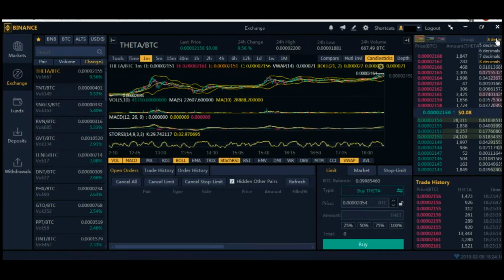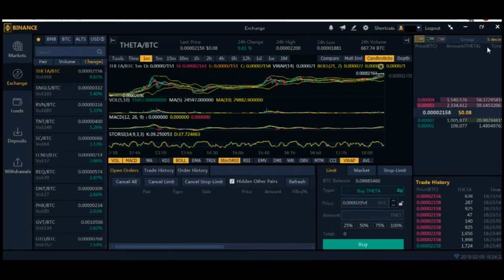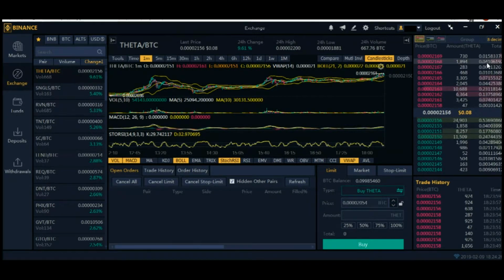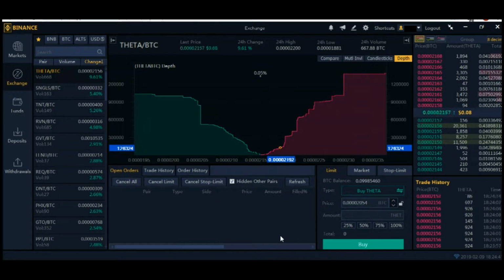Now up here you can change the number of decimals that it is showing you. And the fewer that it shows, the fewer you will see. I usually just leave that at 8. Okay, so now we're going to look at this section right here. I'm going to start with depth. And depth, people will usually look at this view to see what is holding something up for a buy or sell wall.